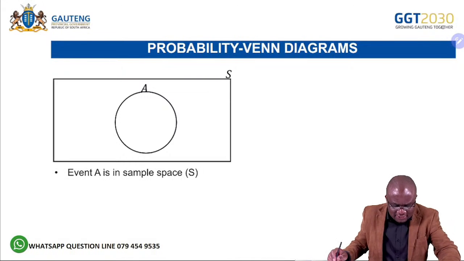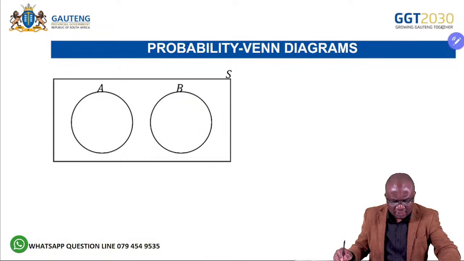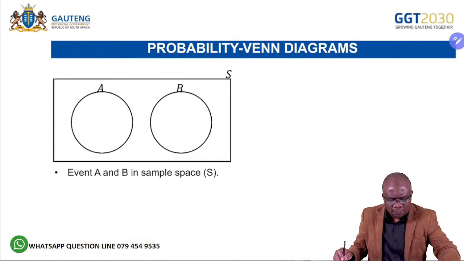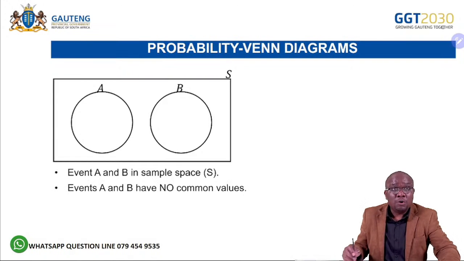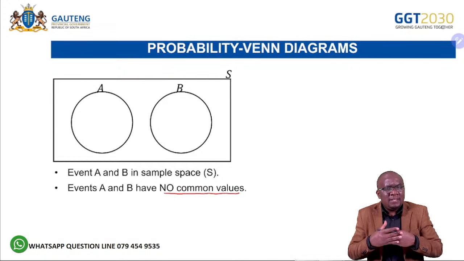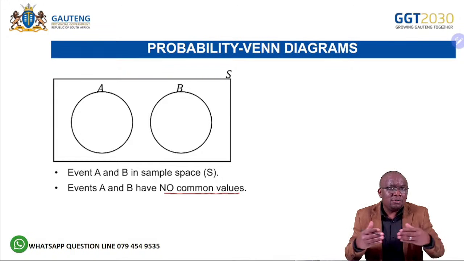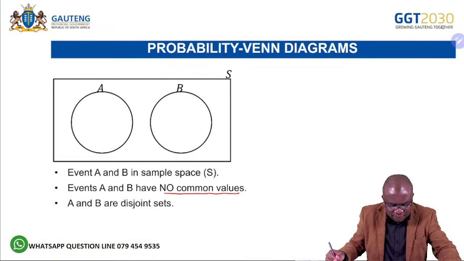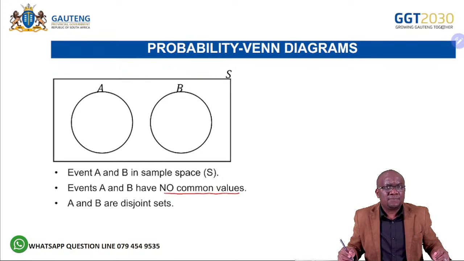So here event A is in the sample space. What we have here is event A and B in the sample space. What can we say about these two events? Events A and B have no common values. That's why they are not overlapping. We don't have an intersection. So A and B are disjoint sets.